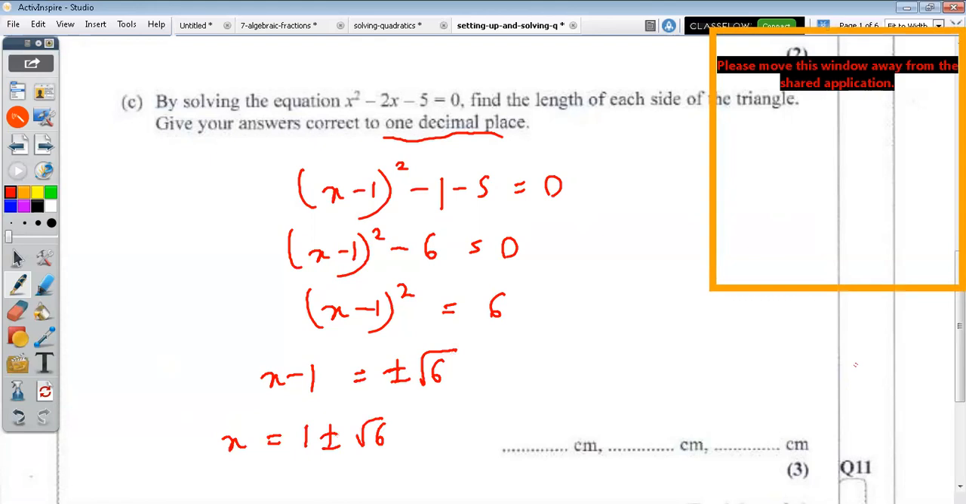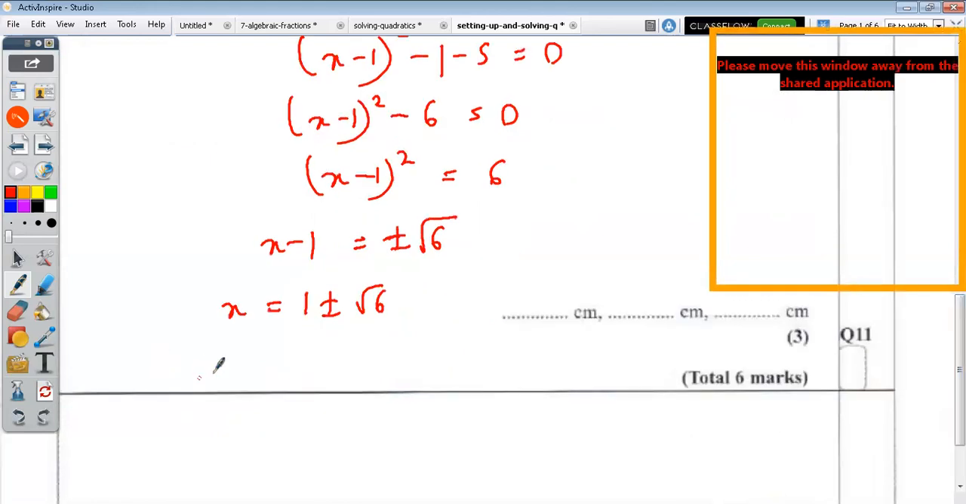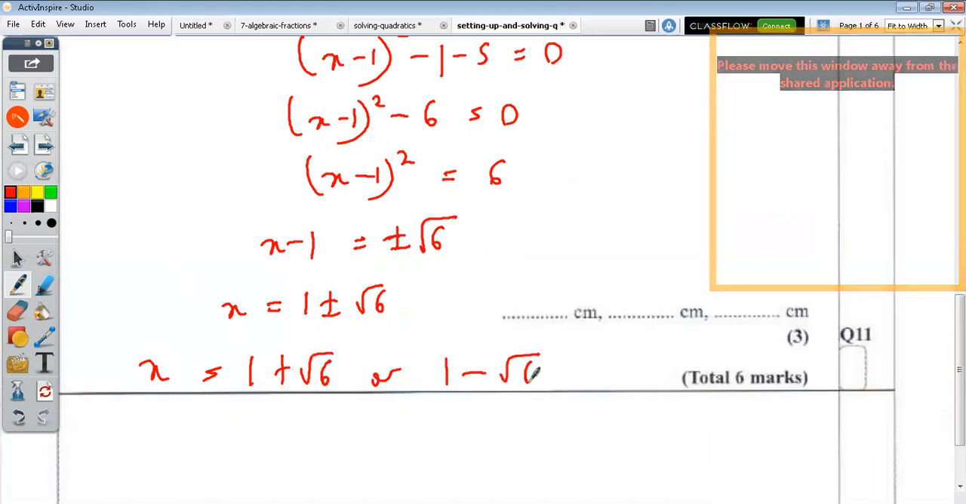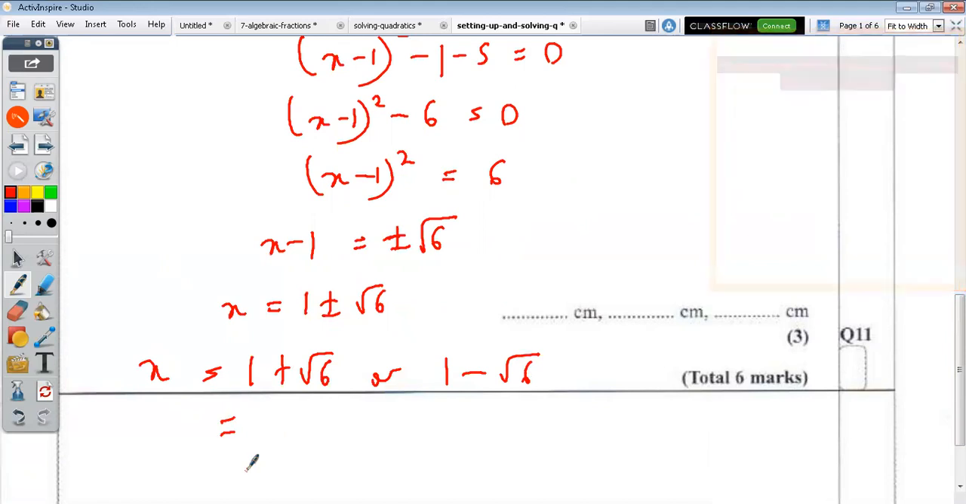And what that simply means is x is equal to 1 plus root of 6 or 1 minus root of 6. Then use your calculator and find the 1 decimal place that they are talking about. Don't know where I put my calculator. Can you? So that's 1 decimal place there.